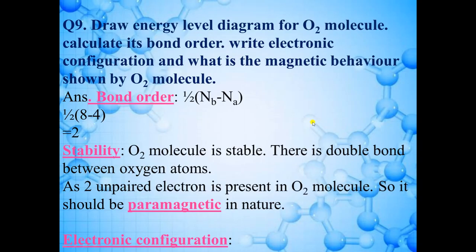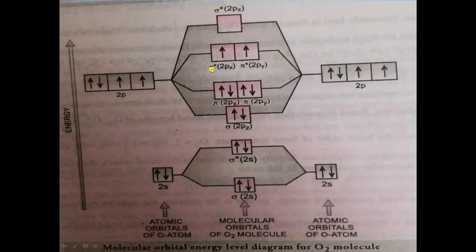Next is the energy level diagram for the O2 molecule. The electronic configuration of oxygen is 1s2, 2s2, 2p4. So here we will fill electrons. You can fill electrons in 1s, but I am only showing the orbitals of the 2s orbital here. Filling of the 2s orbital is simple. Now in the 2p orbital, a total of 4 electrons are present from the electronic configuration, so 4 electrons here and 4 electrons here. In total there are 8 electrons: 1, 2, 3, 4, 5, 6, 7, 8.